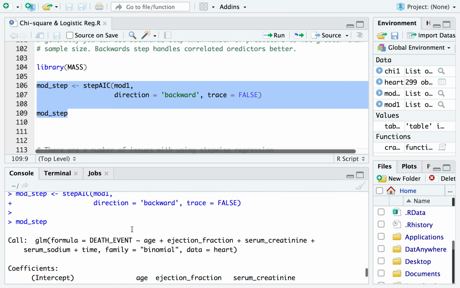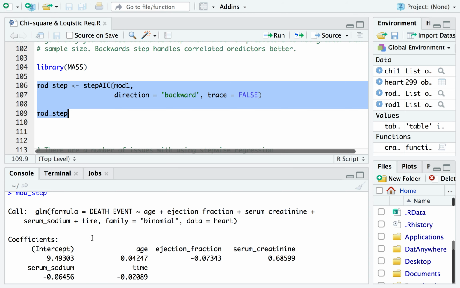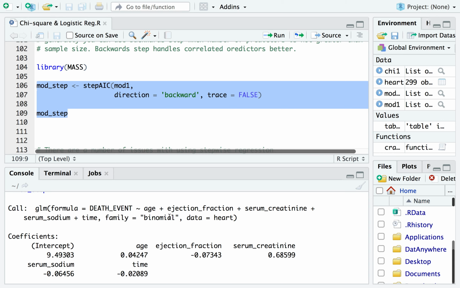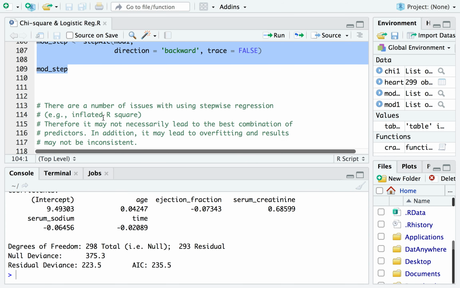Right here, it will tell us the model that it is suggesting. Based on the stepAIC, this is the best model to use. These are the predictors: age, ejection, creatinine, sodium, and time. So this is basically the model that was developed using stepAIC.